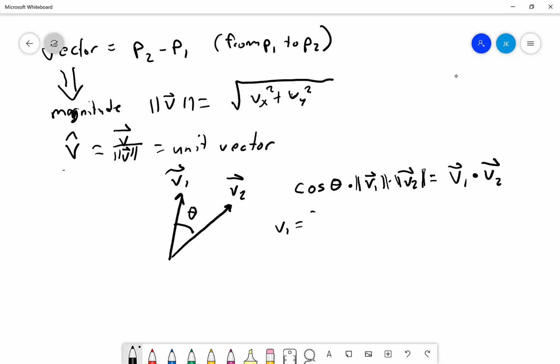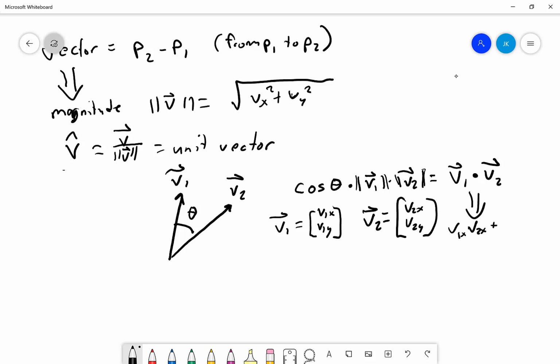If you don't remember what the dot product is, our vector v1 has an x value and a y value, v1x and v1y. And vector v2 has values v2x and v2y. The dot product v1 dot v2 is v1x times v2x plus v1y times v2y. That's the definition of the dot product. And if it were in 3D, you'd also add on v1z times v2z.